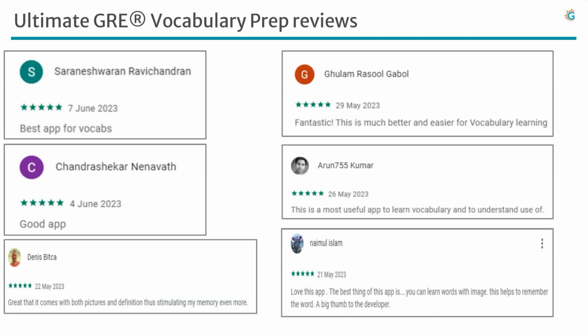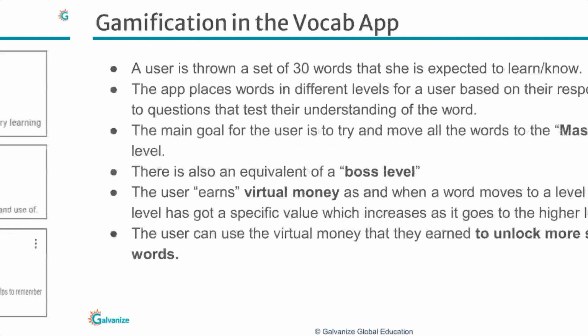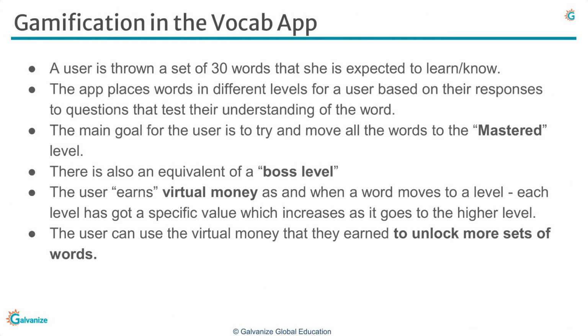For that, we have our ultimate GRE vocabulary app that you could download on the Play Store. The link was given to you. You could also get the details from Ramya. So how does this gaming app work? A set of 30 words is thrown to you when you log in after installing the app. Then the app places words in different levels for the user based on the responses to questions. The main goal for the user is to move the words to a master level, in the sense that you have to really master that word.